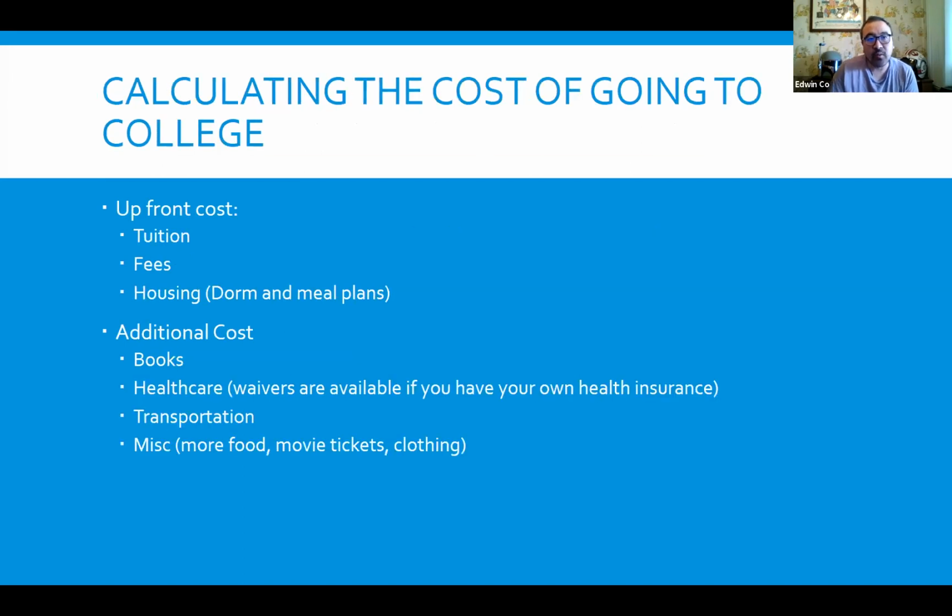So, calculating the cost of going to college. Basically, you have your upfront or direct costs, which are tuition, fees, and housing, because in order to attend college, you need classes to go to, you need a bed to sleep in, and you need food to eat. All right, it's hard to get around that because oftentimes in dorms, they don't have kitchens. So they need to make sure that you have food.